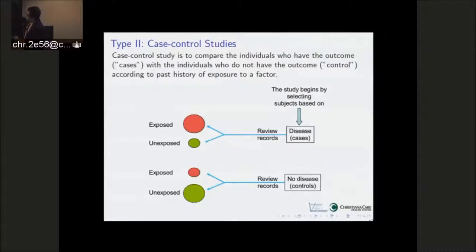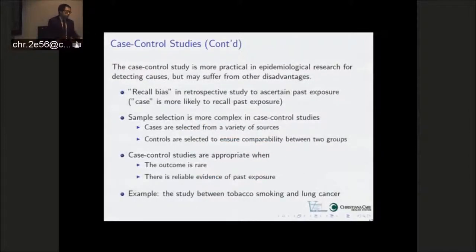We look at the past history to see the proportion of the patients with disease who were exposed or not exposed to some factors or some treatments. And we also find the control group, patients without this disease, and we find the proportion of their exposure to some factors or treatments. We make a comparison between these two groups to see what the difference is. This difference could give us a sense of how this exposure affects the disease. The case control study is more practical in epidemiology because it gives us some chance to detect causes.